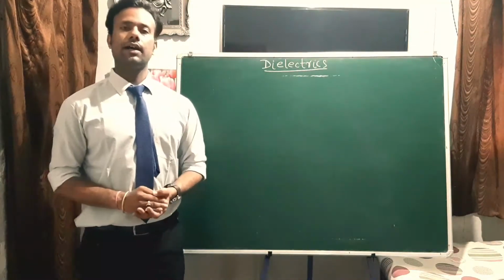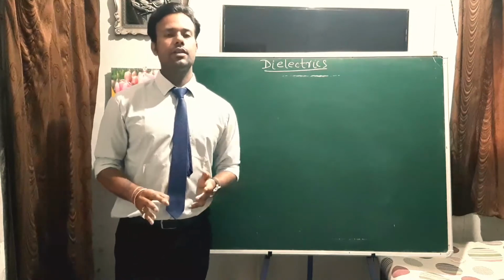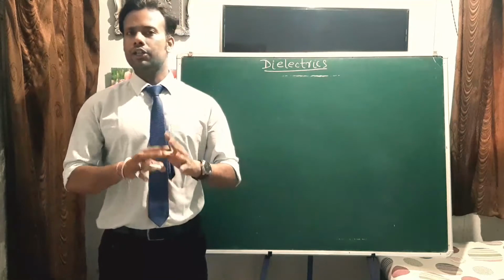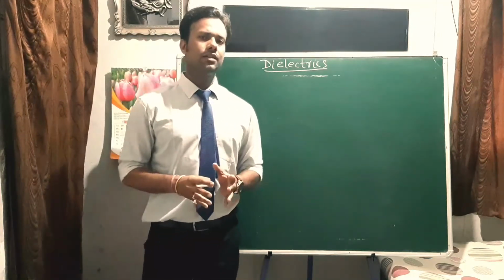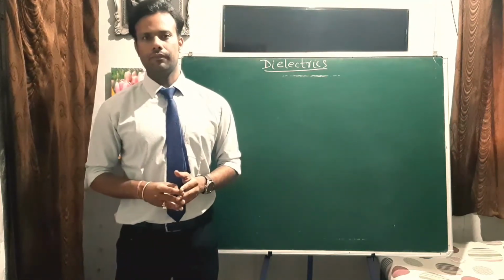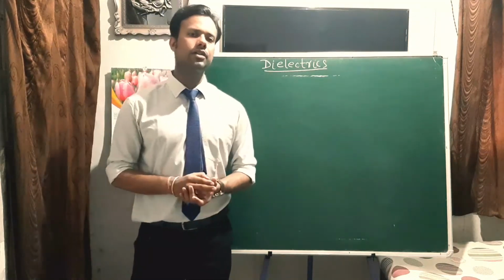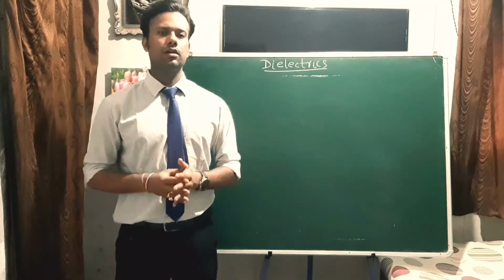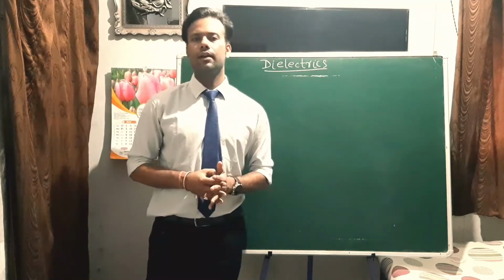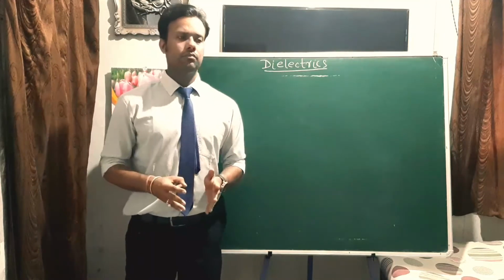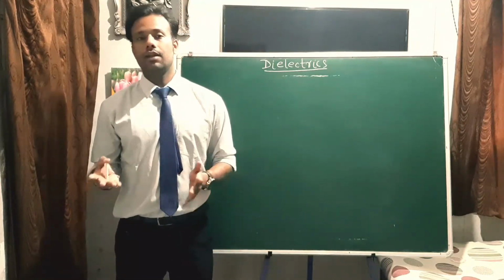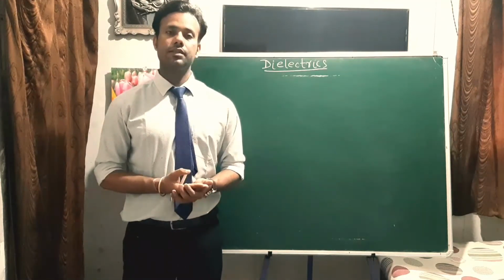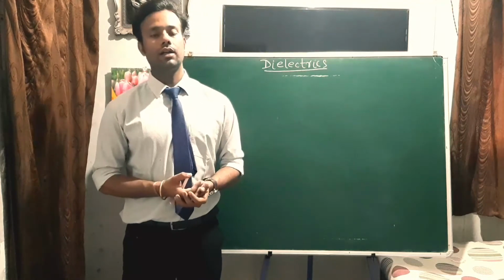Next topic is dielectrics. Dielectrics basically are insulators. That means the electrons in these materials are tightly bound to the nucleus. They are not free to move. That means the dielectric doesn't have any free electrons to move inside the volume, and that's why they don't carry current. There are so many examples of dielectrics. Basically dielectrics are nothing but insulators, like mica, wax, air, vacuum. They all are dielectric materials.